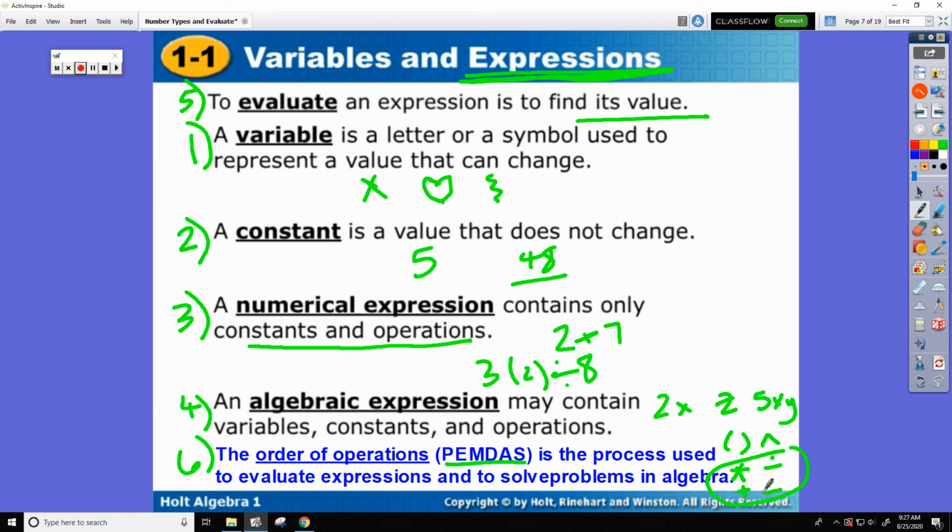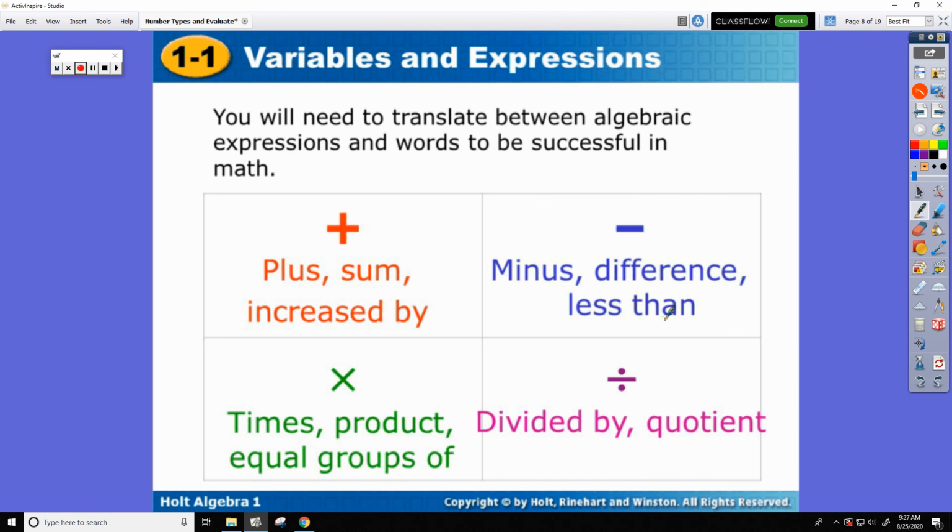Multiplication, division, and addition and subtraction. Those are opposites, but not crisscross. So we use PEMDAS to evaluate expressions and solve problems. When we are solving equations, you actually do PEMDAS backwards.